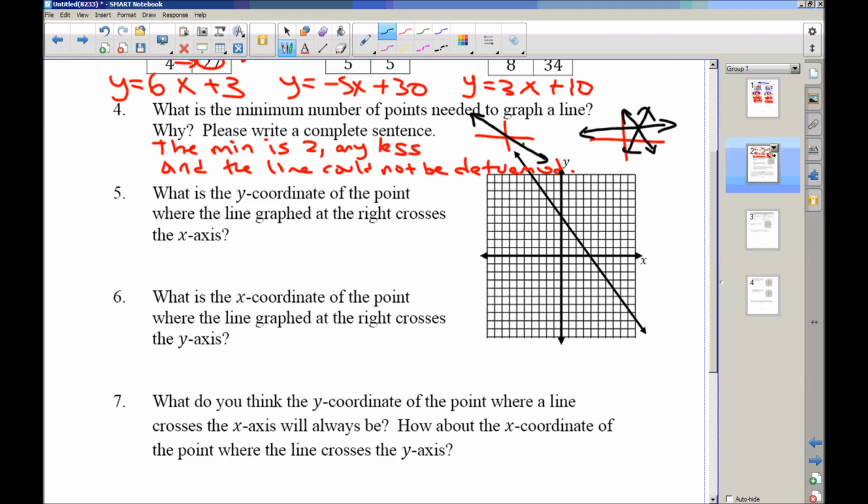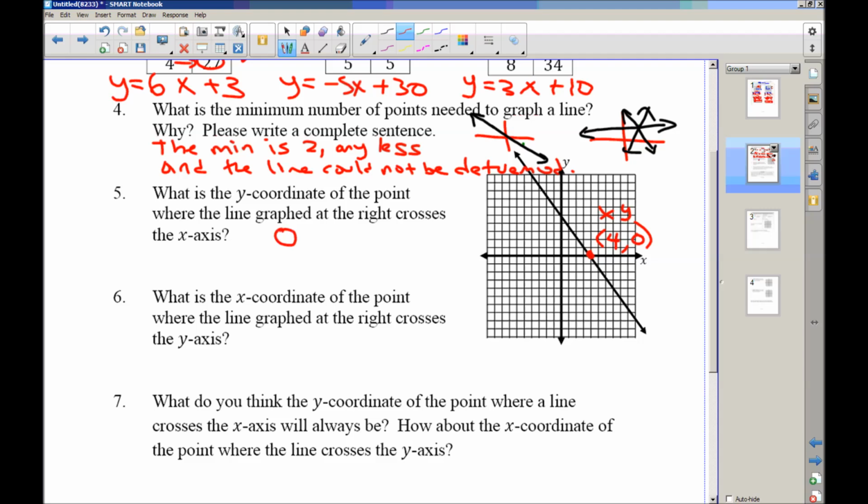All right. So these next questions will lead us into a way to graph without having to make big tables. So let's take a look at it. What is the y-coordinate of the point where the line graphed at the right crosses the x-axis? So here's where the line crosses the x-axis. It's right there. Okay, and this coordinate is 4, 0. And this asked us, what is the y-coordinate? So remember, the coordinates always come x, y. So the y-coordinate is 0.